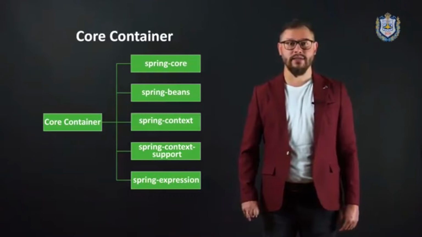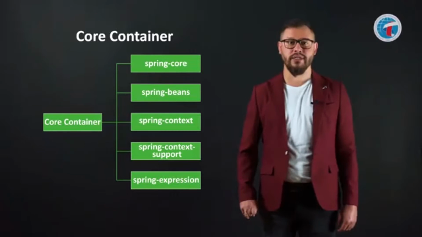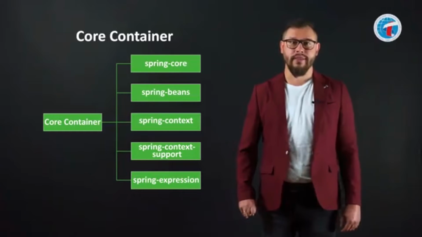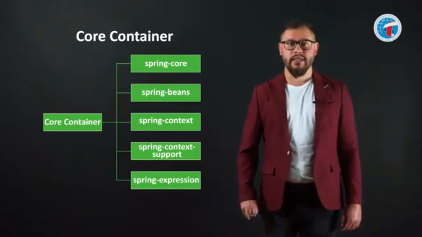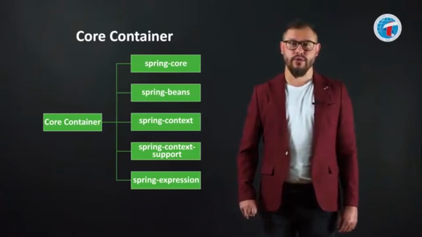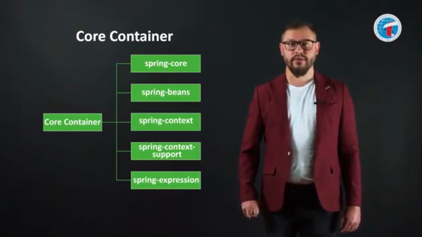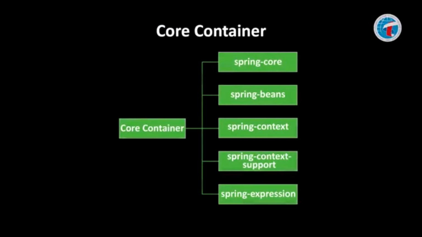The Context module builds on the solid base provided by the Core and Beans modules. It is a means to access objects in a framework-style manner that is similar to a JNDI registry. The ApplicationContext interface is the focal point of the Context module. Spring Context Support provides support for integrating common third-party libraries into the Spring application context. The Spring Expression module provides a powerful expression language for querying and manipulating an object graph at runtime.